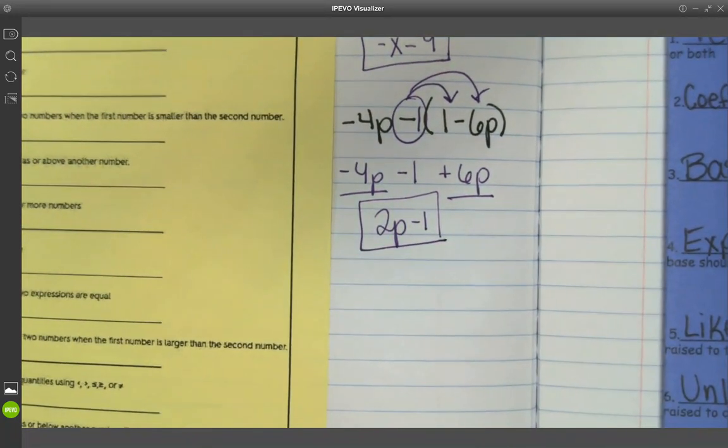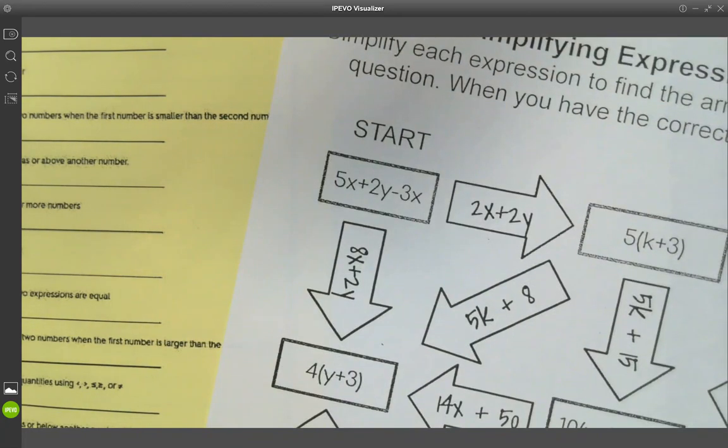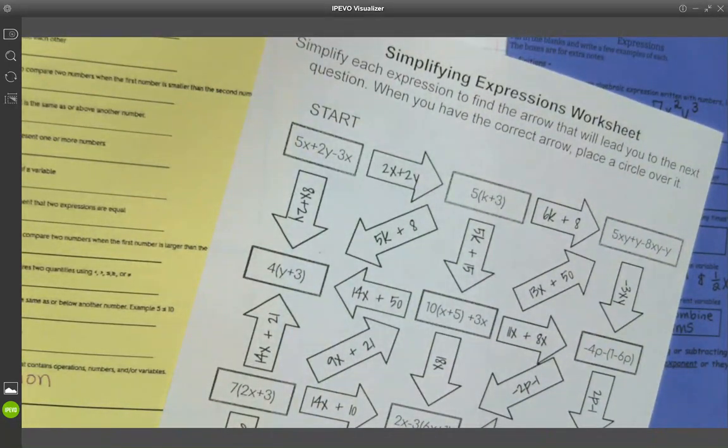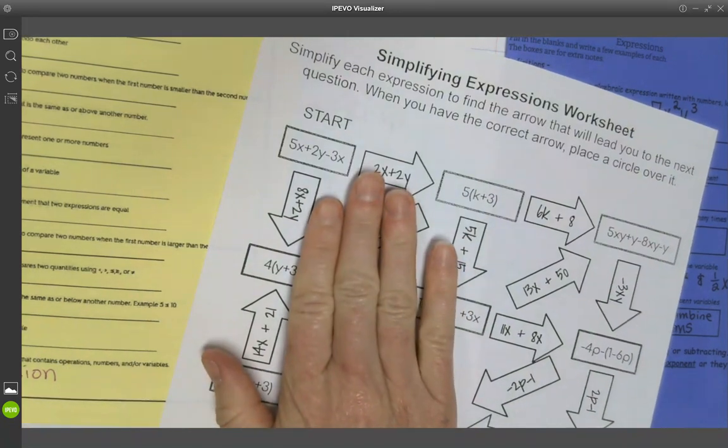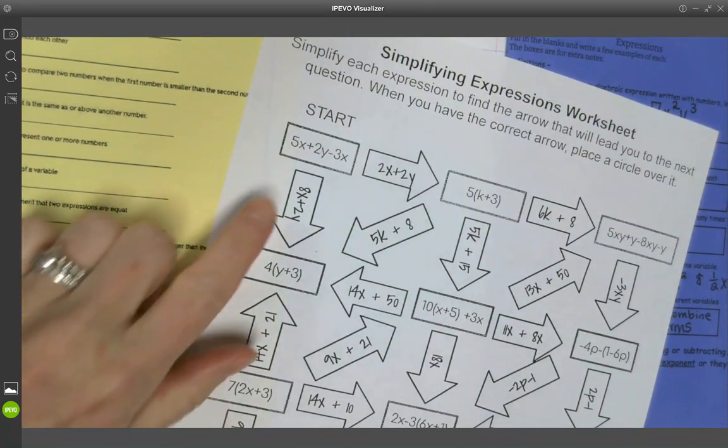Okay, your assignment is going to be this. I'm going to pass it out, and you have time in class to work on this. Most people were able to finish it in class. If you don't, it does become homework. I do need for you to show some kind of work.